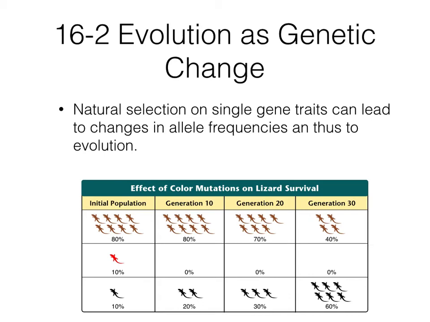16.2 deals with evolution as genetic change. So we're going to look at how natural selection on single gene traits can lead to changes in allele frequencies and thus evolution. We see this diagram showing the effect of color mutations on lizard survival, showing that over generations, certain colors of lizards end up being more beneficial and more fit than others.